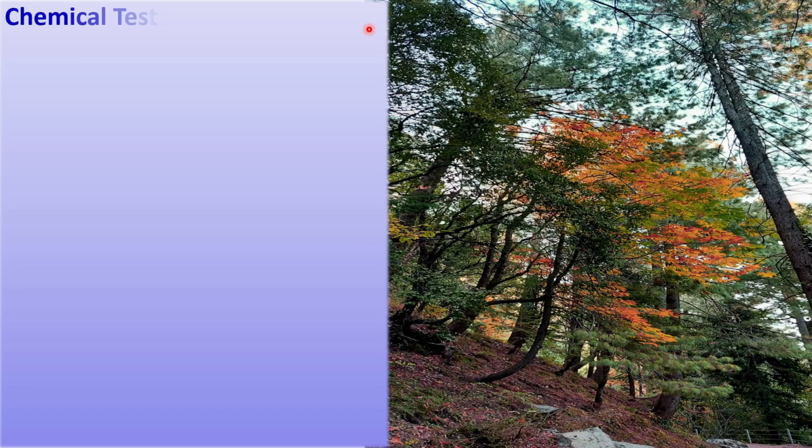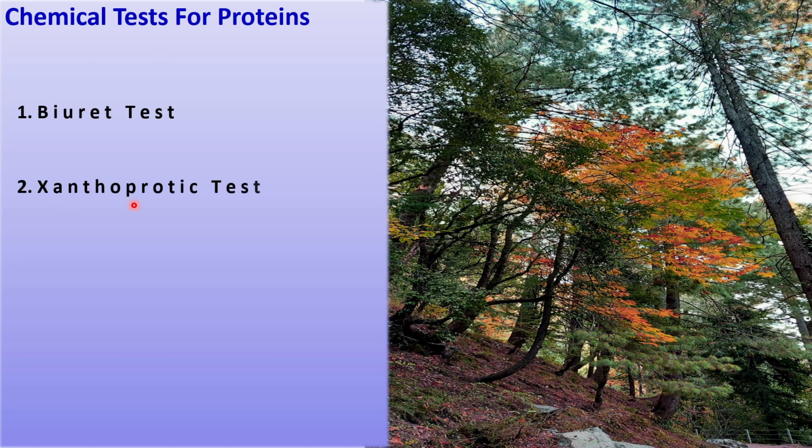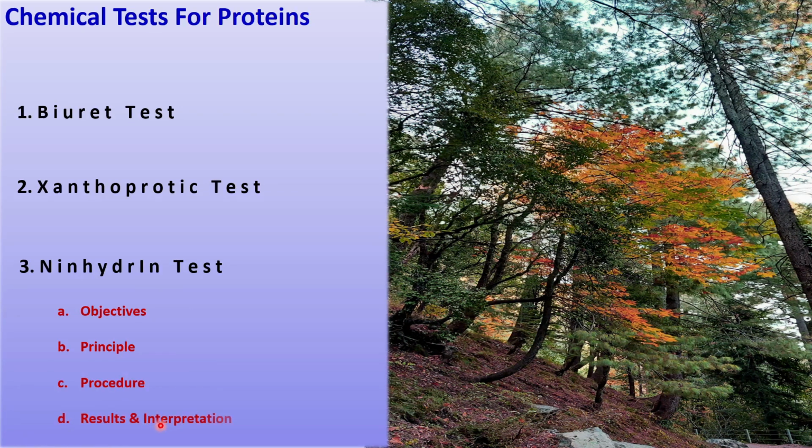These tests include number one, the biuret test, number two, the xanthoproteic test, and number three, the ninhydrin test. So three different tests are used to check the presence of protein in the given biological samples. In this lecture, we will see the objectives, principles, procedures, and results and interpretation of those results for each of these three tests.